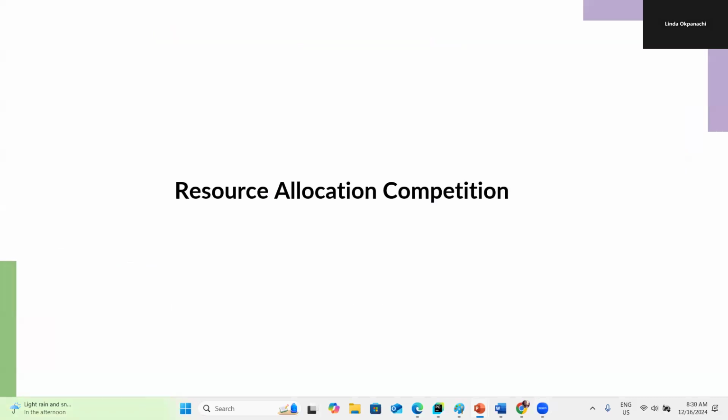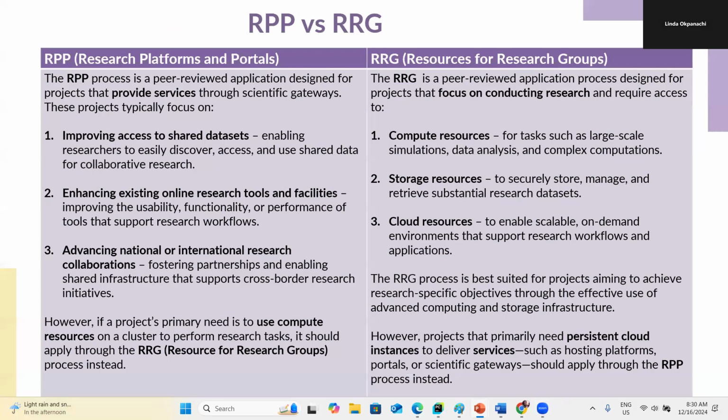Now, let's talk about the resource allocation competition. The resource allocation competition is provided by the Digital Research Alliance of Canada, and this is to ensure that resources are allocated effectively. There are different eligibility criteria, and we'll run through this. But what are the two platforms or two things that are available under the RAC? These are the research platform and portals, and the resources for research group.